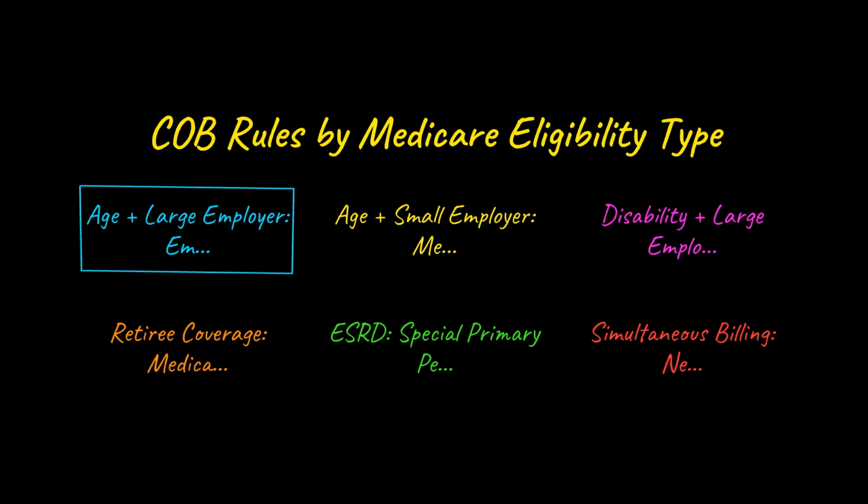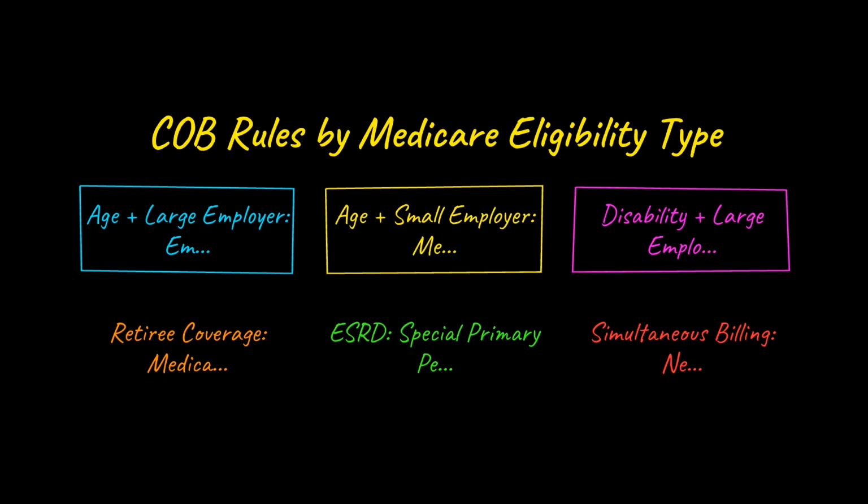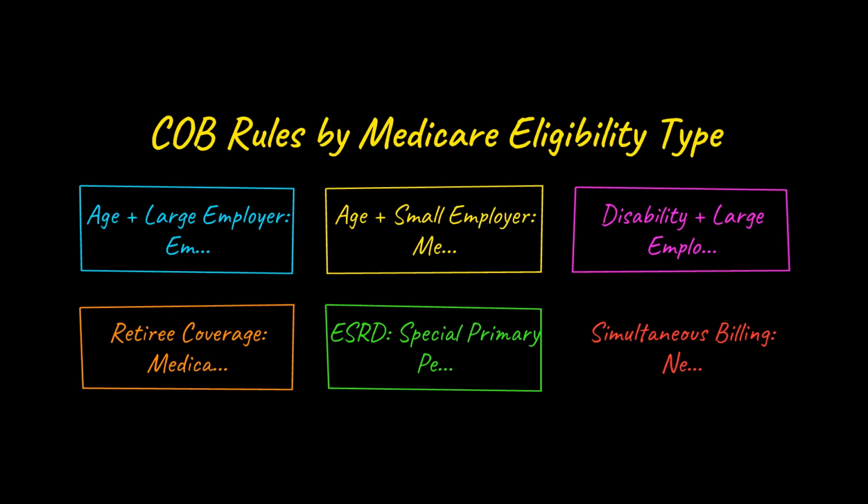Different Medicare eligibility paths produce different COB outcomes. Age-based Medicare with a large employer means the employer plan is primary, while retirees and small employer situations typically make Medicare primary. ESRD has its own special rules, and simultaneous billing is never the correct answer under any COB scenario.